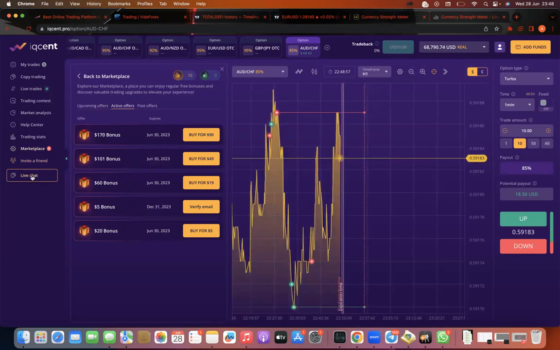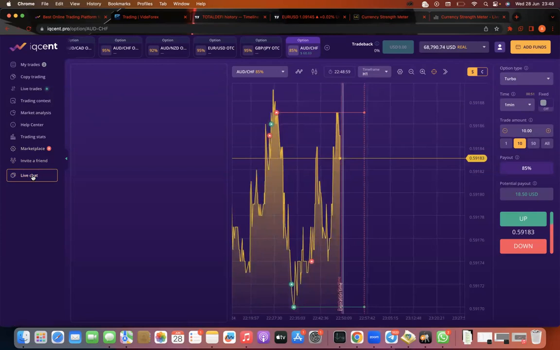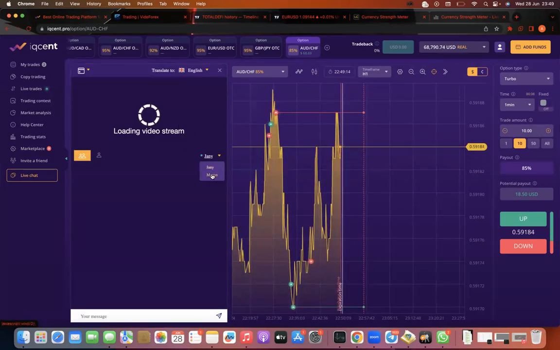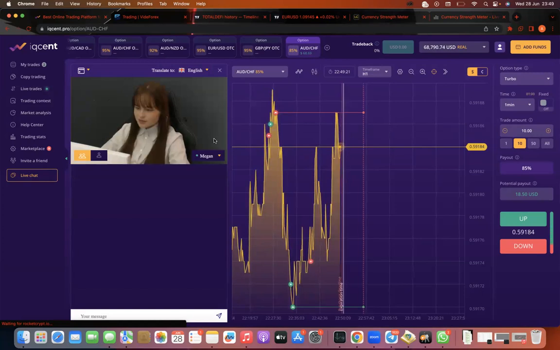Then you can see live chat here. Click on live chat, and you can see you have a live person you can chat with, customer care. You can select the person you want to chat with. Maybe you don't like this lady. You want to change the person you're chatting to from Jenny to maybe Megan. You can change it. You see, Megan, or maybe you just like Jenny. I like the name Jenny. Let me chat to Jenny.